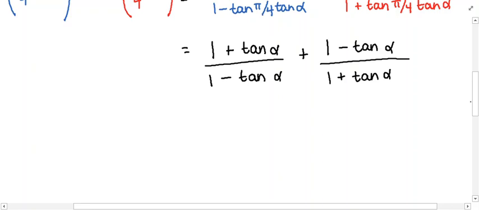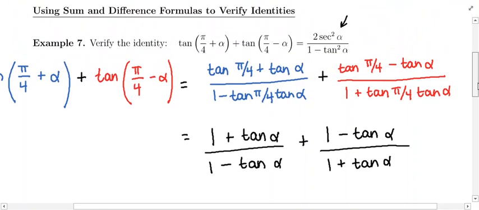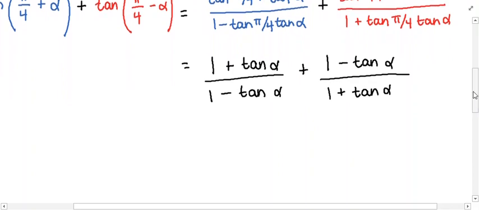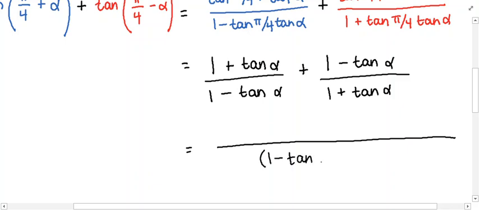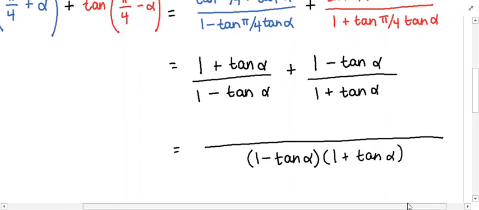Now we've got to do some algebra. We are adding two fractions. Let's try to combine them into one because the end goal is a single fraction. To add fractions, we need a common denominator. If you don't know what your common denominator is, just multiply the denominators together. So our denominator here is going to be 1 minus the tangent of alpha times 1 plus the tangent of alpha. Now we need to figure out what goes in the numerator here.